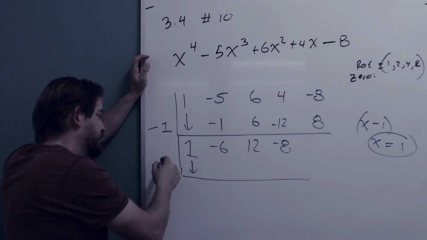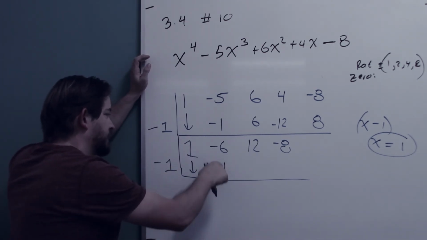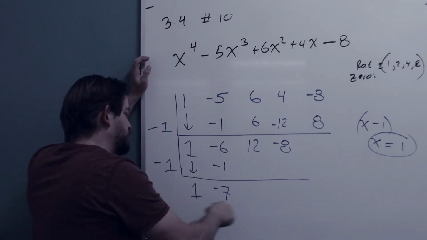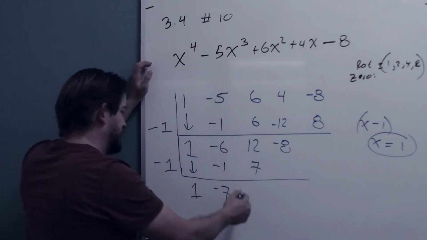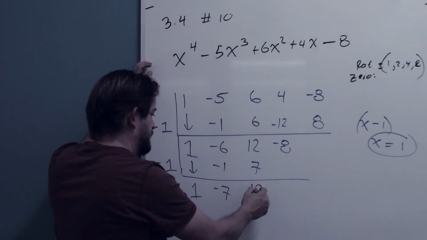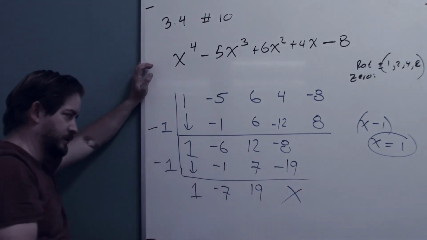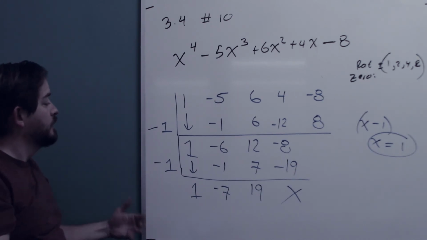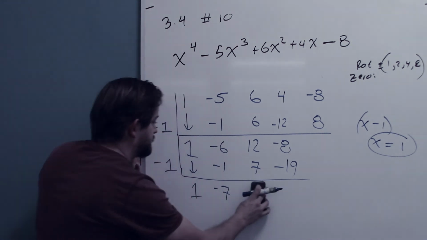Maybe I'll get lucky. 1 drops down. Times -1 is -1. -6 and -1 is -7. Times -1 is positive 7. It's not going in my direction here because that is 19. Gives me -19, which is not 0. So I'm done with my 1s, right? Let's erase this because it didn't work and move on to 2.